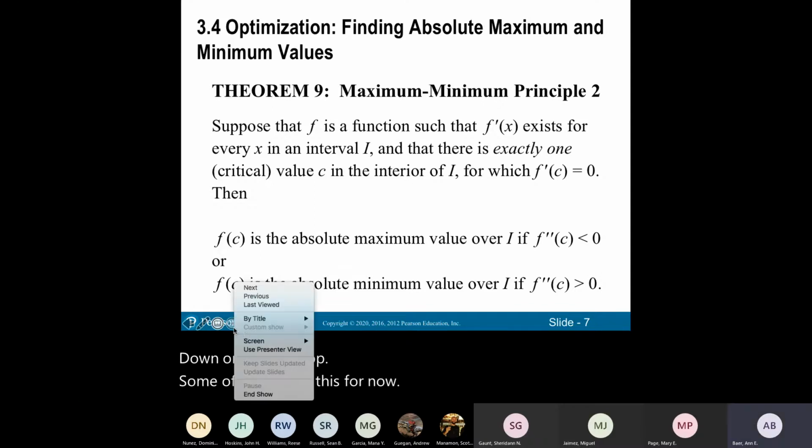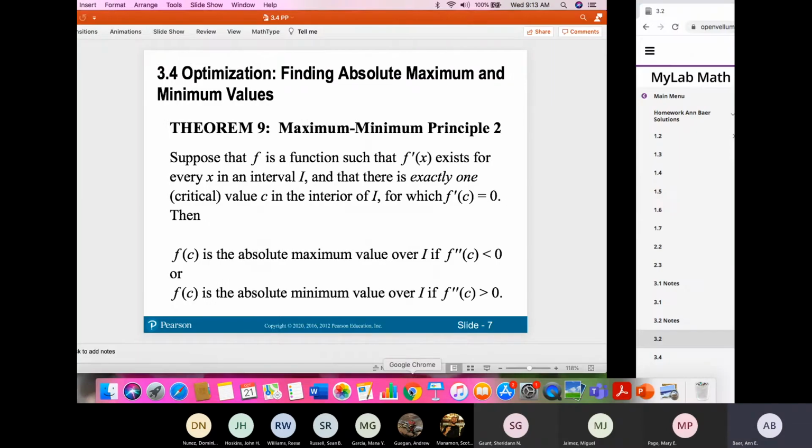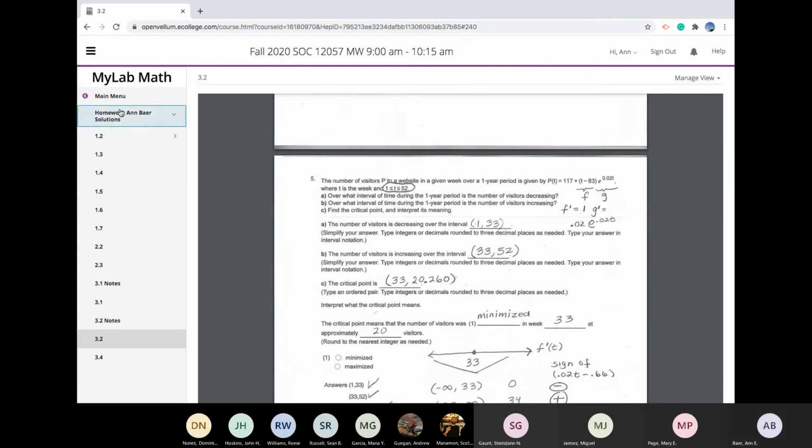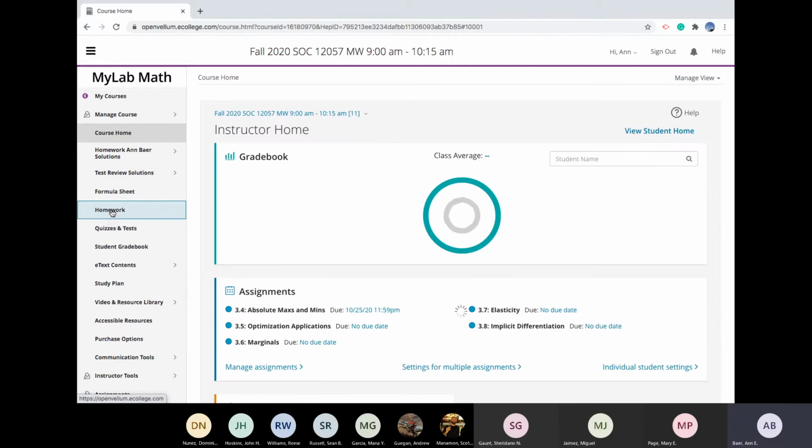Let me remember how to stop it. It's been a week since I ended a show. We'll pick it back up here in a little bit. So we'll go into my MyLab Math. And I was just in there. So I want to take a look at our homework.